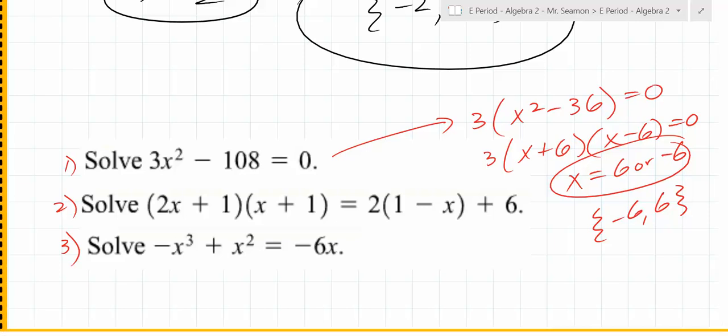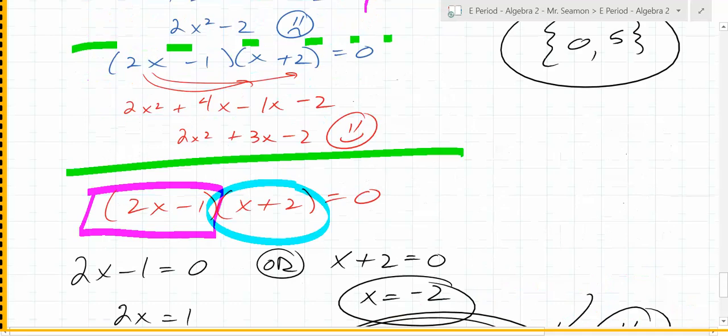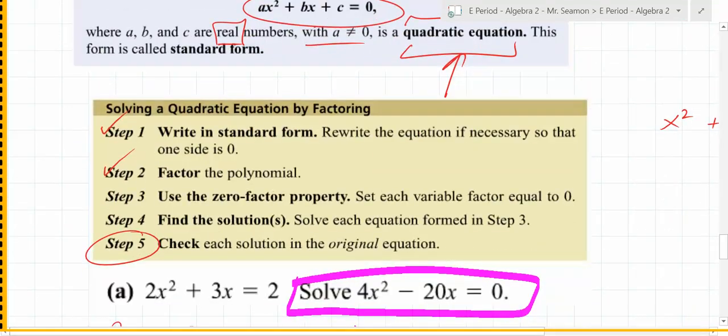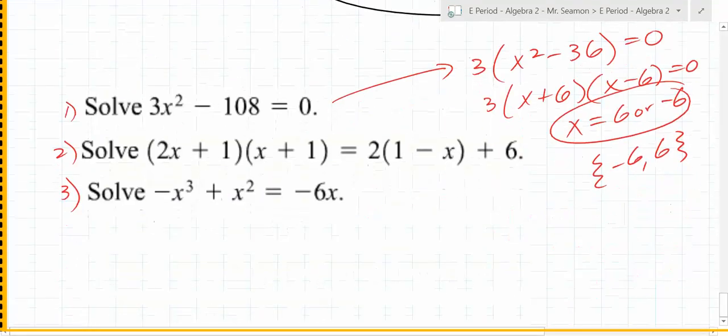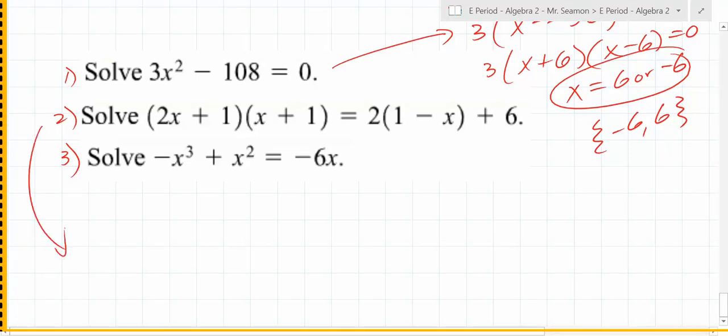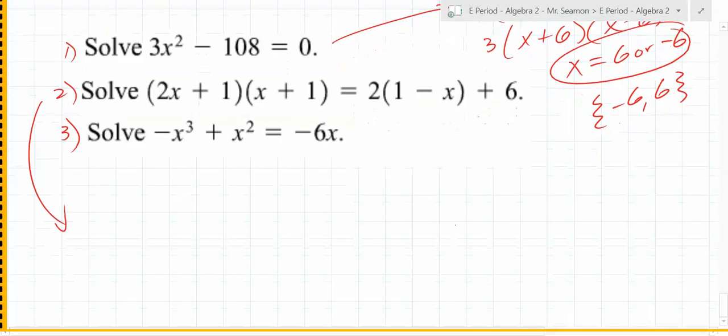Okay, so what were those steps? Remember these steps right here? It says first, write in standard form. So on this one, is this in standard form, number 2? No. So what do you need to do first? You need to FOIL and put it in standard form. Then you can move forward. So do it. On this next one, you have to clean it up.